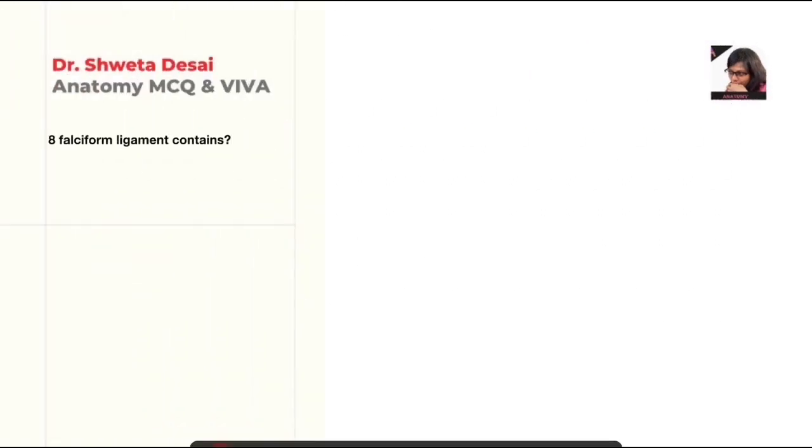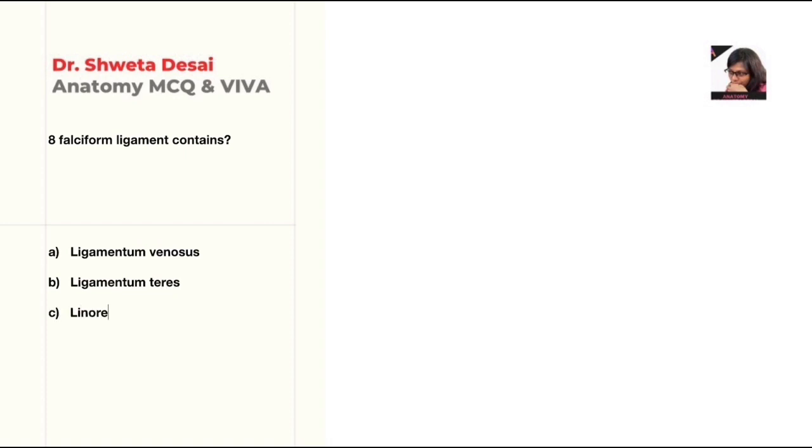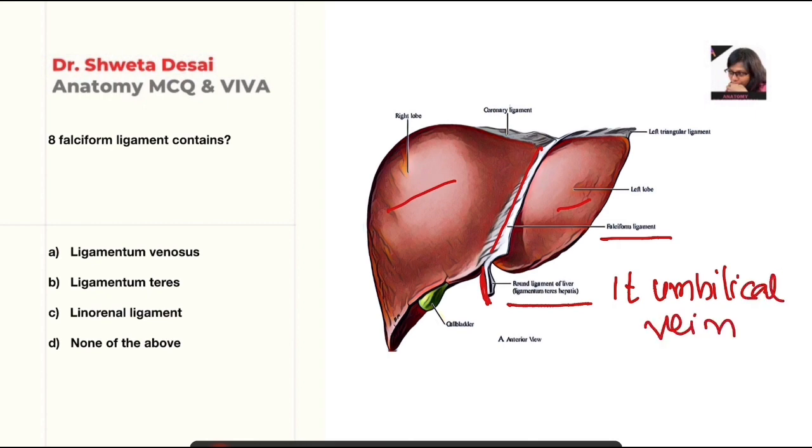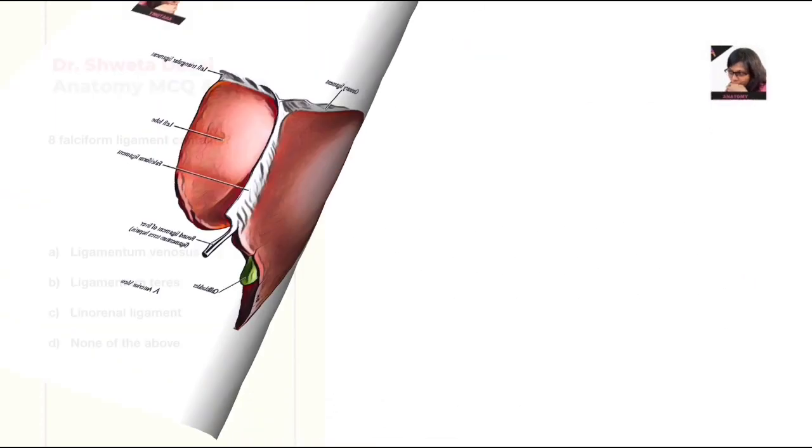Now question number 8, falciform ligament contains, options are A, ligamentum venosum, B, ligamentum teres, C, lienorenal ligament, and option D, none of the above. So here you can see these are the two lobes of liver, right lobe and the left lobe, which is separated by a falciform ligament, and in the floor of this falciform ligament there is a round ligament of liver, which is also known as the ligamentum teres hepatis, which is actually the remnant of left umbilical vein. So here the correct answer is ligamentum teres. Falciform ligament contains ligamentum teres.